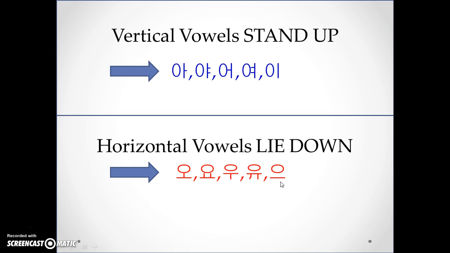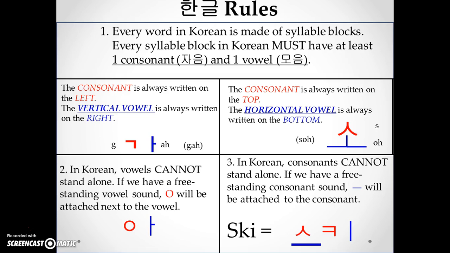The reason we need to group the vowels is that when you are reading Hangul letters, you need to determine whether the vowel is vertical or horizontal in order to combine it with the consonants. Every word in Korean is made of syllable blocks. Every syllable block must have at least one consonant, jaeum, and one vowel, moeum.